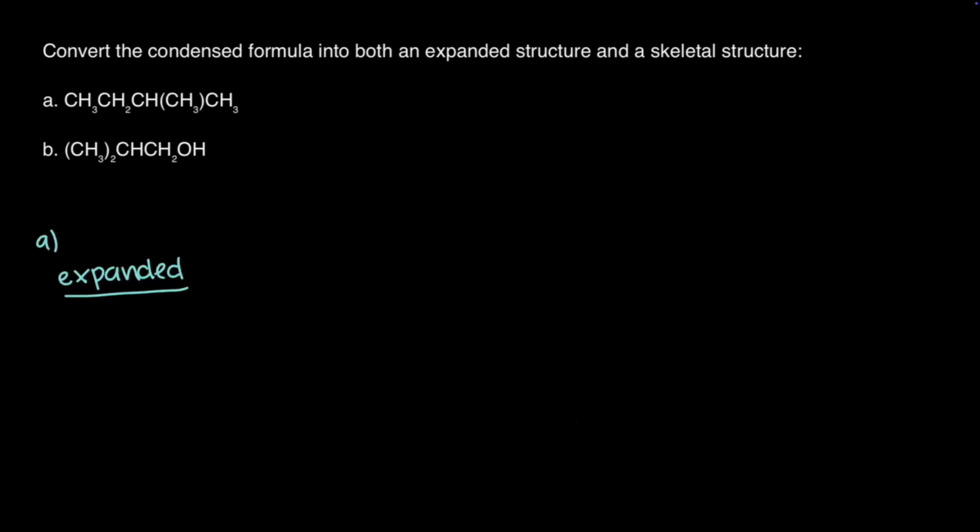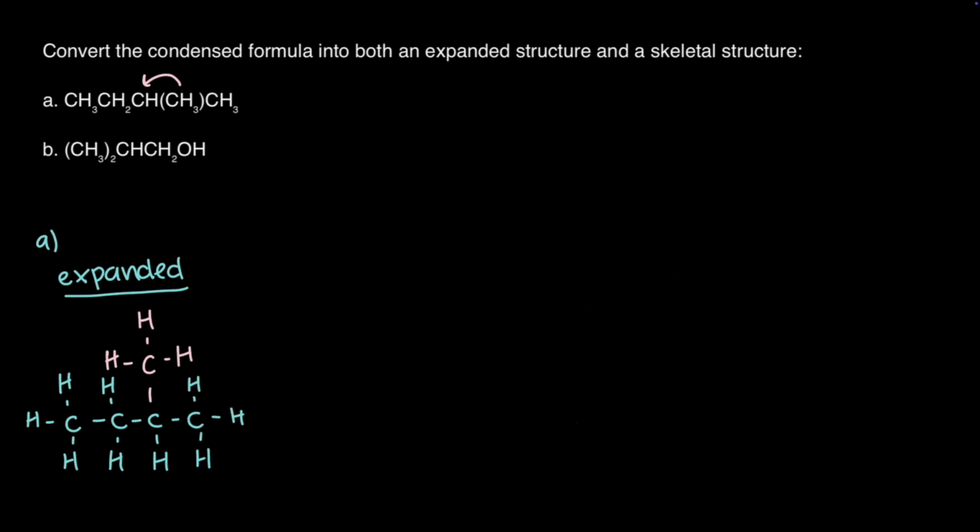For A, I have a CH3 group connected to a CH2, and then CH3. The CH3 in parentheses tells me that it is directly connected to CH in the chain. So far, all carbons have 4 bonds, so we did not have to add any double or triple bonds. On the end, there is a CH3 group. The expanded structure is complete.